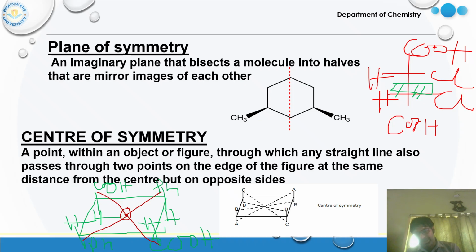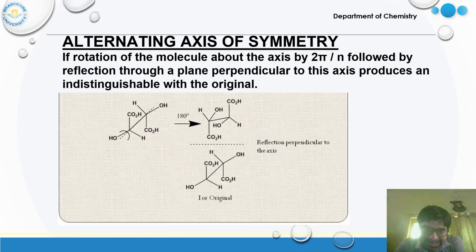This is the most important. And the most important example is alpha truxalic acid. So this molecule is known as alpha truxalic acid. Now we are proceeding to the alternating axis of symmetry. Again we are taking the example alpha truxalic acid.